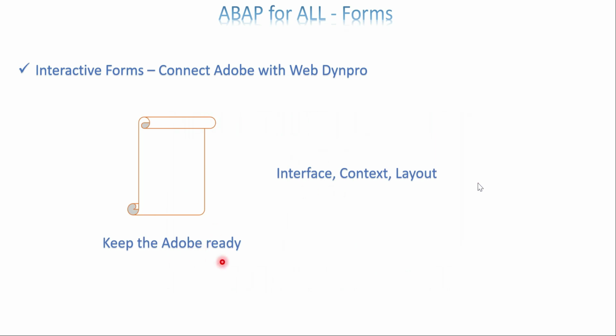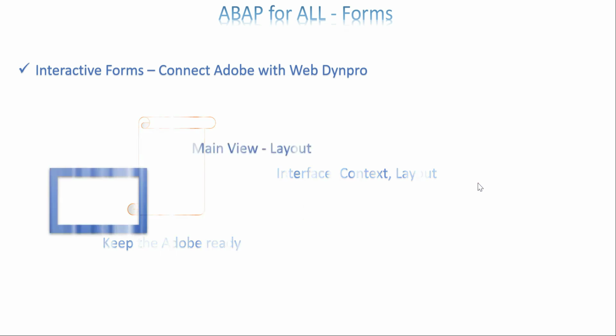So yeah, this is the one. Keep your Adobe ready with the interface, context, layout. These we explained already in the previous videos. And now I'm going to go with a Web Dynpro level. If you're very new to Web Dynpro, the transaction to create a Web Dynpro is SE80.